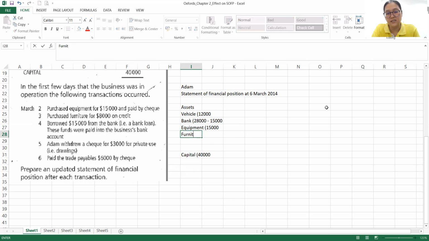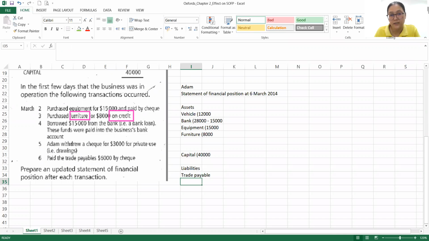Furniture is the asset. So furniture receive 8,000. And on credit means that this amount we didn't pay immediately when we buy. That is, when we take the furniture from someone, we didn't give money. On credit means we didn't pay. So it means that we are owing somebody money. Owing money is a liability. So this liability we put as a trade payable. So this trade payable is 8,000, we put it on this side. This is the 8,000 we owe. Then Number 4, March, borrow 15,000 from the bank.